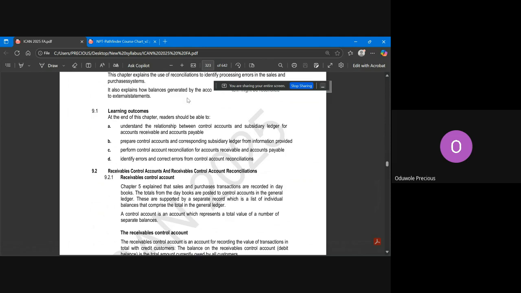Let me break it down more simply. You can also say a control account is an account that accommodates all balances from your receivables and your payables. Don't forget, when you are posting your ledgers and you have credit transactions, you have your sales day book, purchases day book, returns inward, returns outward, journal, all those ones.